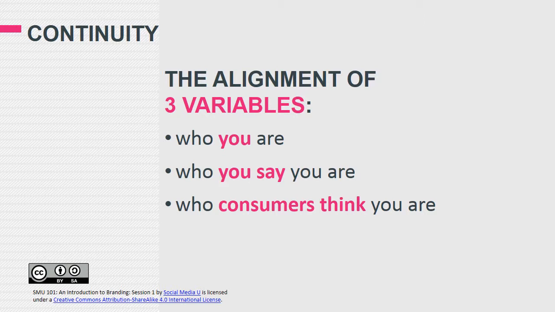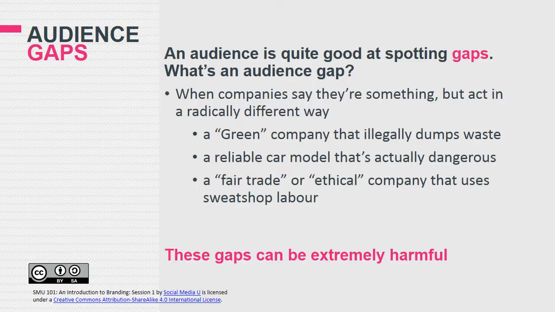Brand message consistency is an alignment of 3 factors: who you are, who you say you are, and who an audience thinks you are. An audience is quite good at spotting gaps. So what's an audience gap? When companies say they're something, but act in a radically different way. For instance, a green company that gets caught illegally dumping waste.